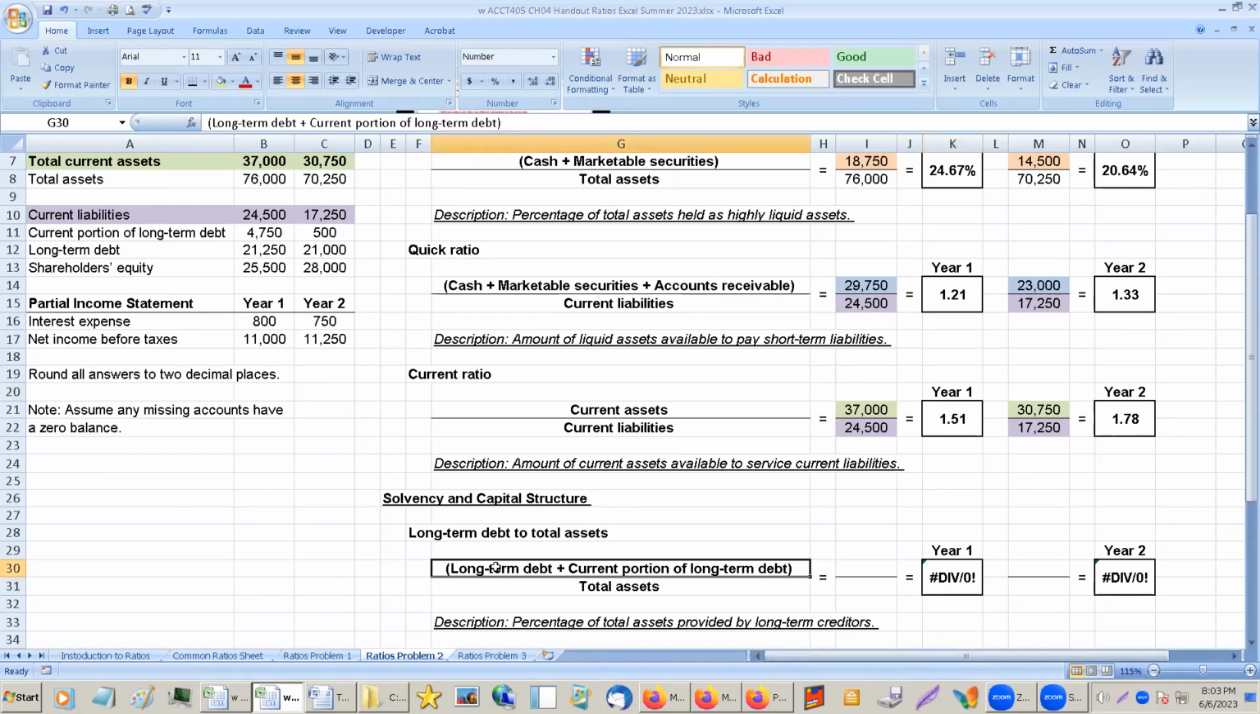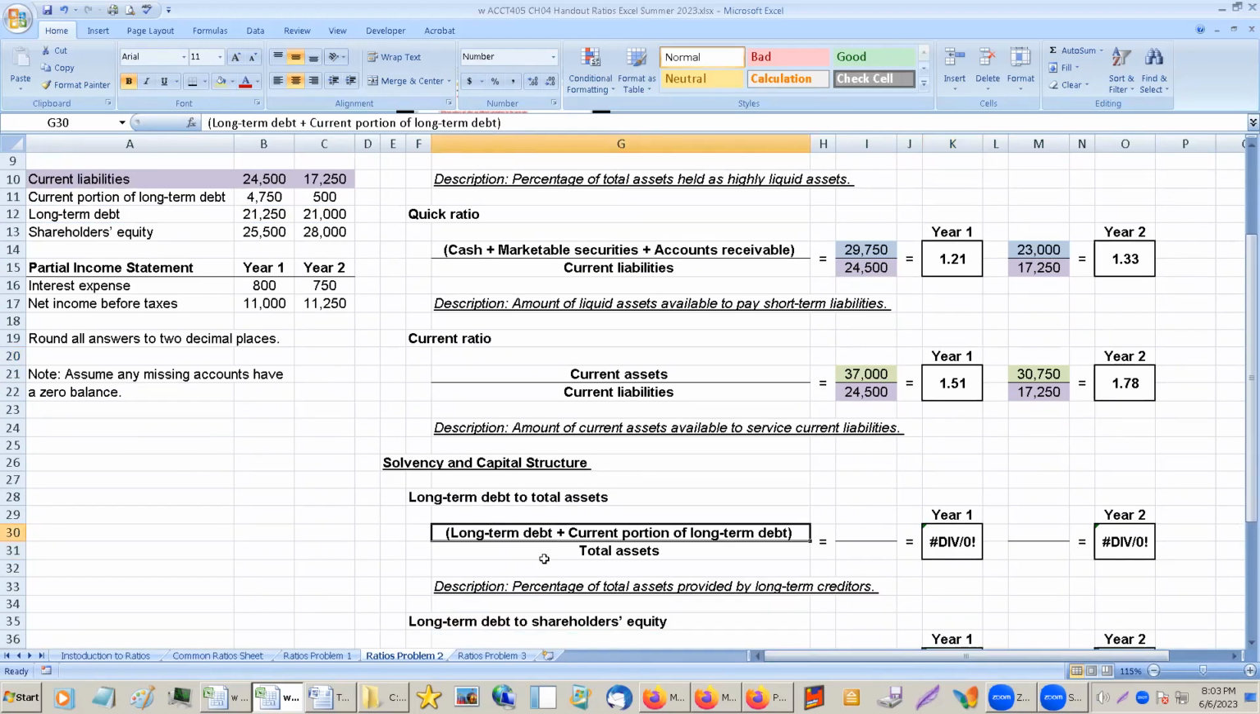Long-term debt to total assets. This is also an unusual one in that the author says to put the long-term debt plus the current portion of long-term debt. So this is actually a current liability. These are long-term, but they're saying use both of them. So the current portion of long-term debt, certainly let's say you have a mortgage. And the mortgage is for 30 years.